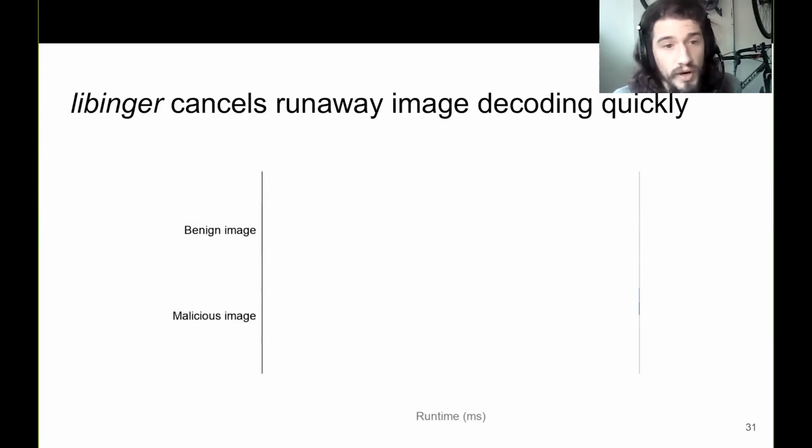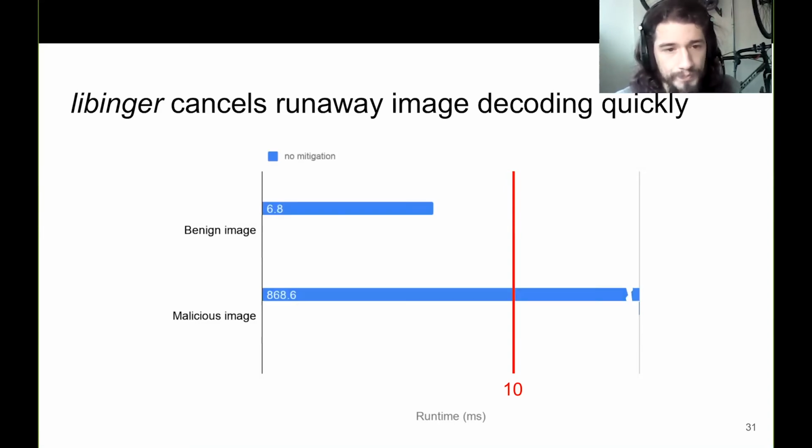In order to demonstrate the performance of cancel in a real system, we took an image decoding problem where we were decoding PNG images, one of which was malicious. And we said, okay, there's a sort of 10 millisecond limit on how long we want to spend on this operation. So just running a decode without any enforcement of that timing, the malicious image took 2 orders of magnitude longer to decode, even though the file was about the same size.